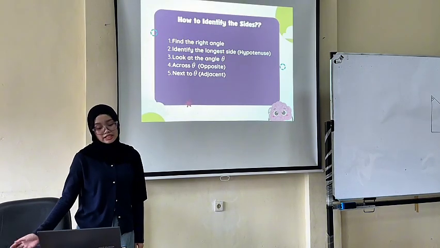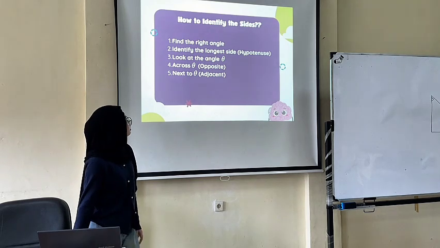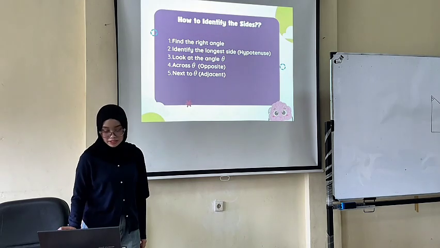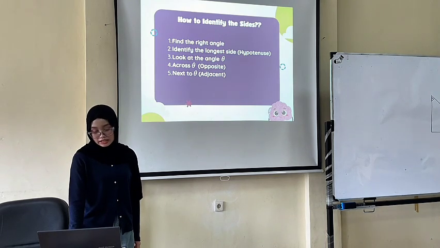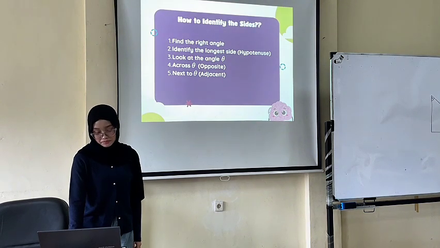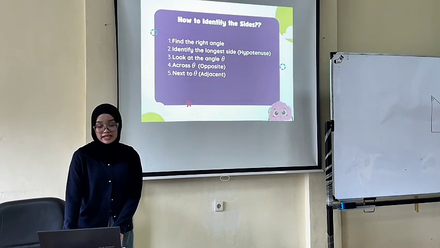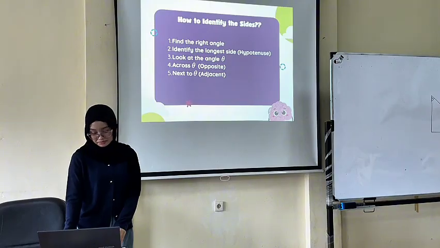How to identify the sides? First, find the right angle. Second, identify the long side, which is the hypotenuse. Third, look at the angle theta. Fourth, across from theta is opposite. Fifth, next to the angle is adjacent.